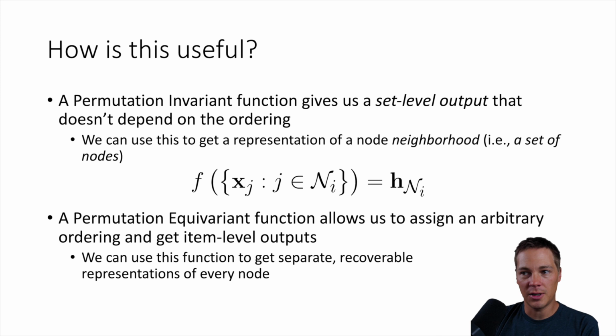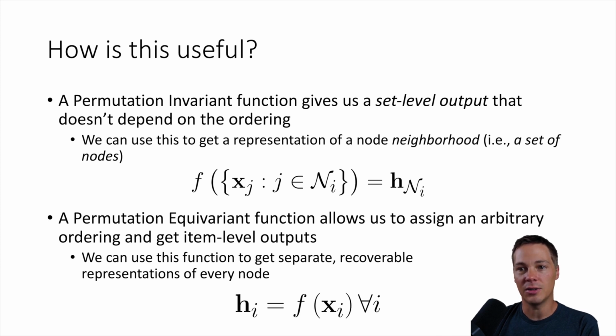Permutation equivariant functions, on the other hand, allow us to get item level outputs for whatever ordering we supply to it. So, in other words, we can get a representation for every node in our graph, regardless of what ordering information we apply to it. It'll maintain that order. So here we have this function f that we're applying to every node, xi, and we're getting hi out the other side. So these will give us individual node embeddings, and this will give us neighborhood embeddings.